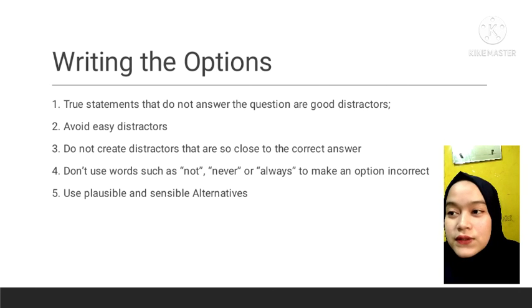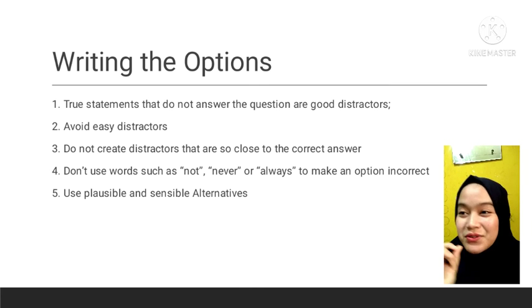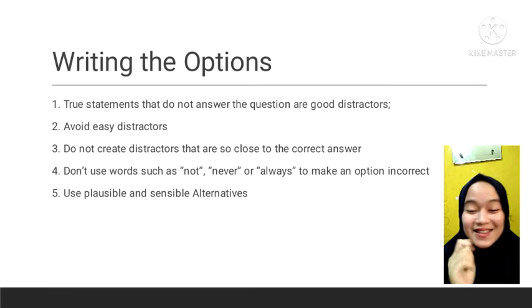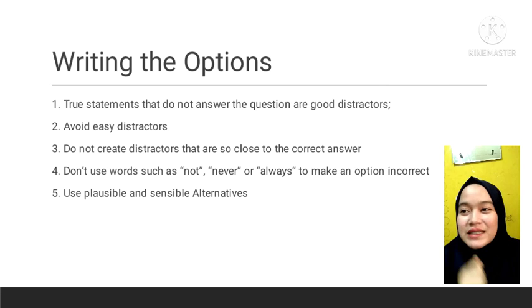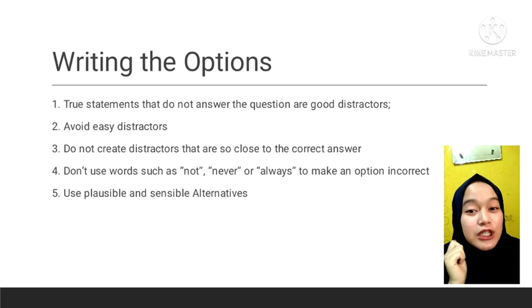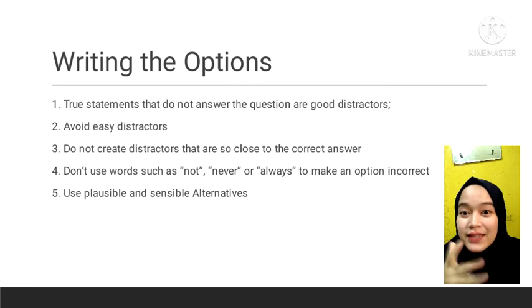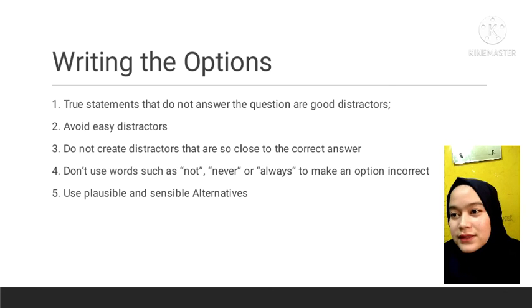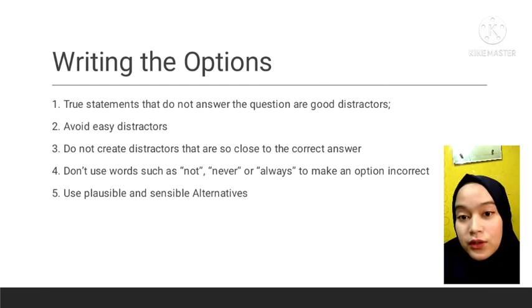And the next is, do not create distractors that are so close to the correct answer. Yeah, it is the same meaning. Don't give a clue to the student. Just let them think by themselves. And the fourth is the same, and the fifth is use plausible and sensible alternatives.